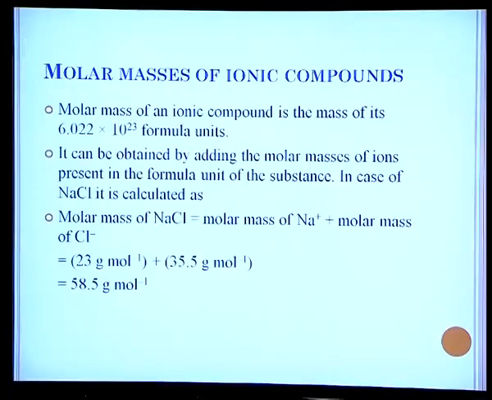Now, molar mass of ionic compounds. The molar mass of an ionic compound is the mass of its 6.022 into 10 to the power 23 formula units. It can be obtained by adding the molar masses of the ions present in the formula unit of the substance. In the case of NaCl, it is calculated as the molar mass of NaCl equal to the molar mass of Na+ ion plus the molar mass of Cl- ion. I think you are very well aware that the molar mass of sodium is 23 and Cl is 35.5. We have to add them, and we will get 58.5 gram per mole.